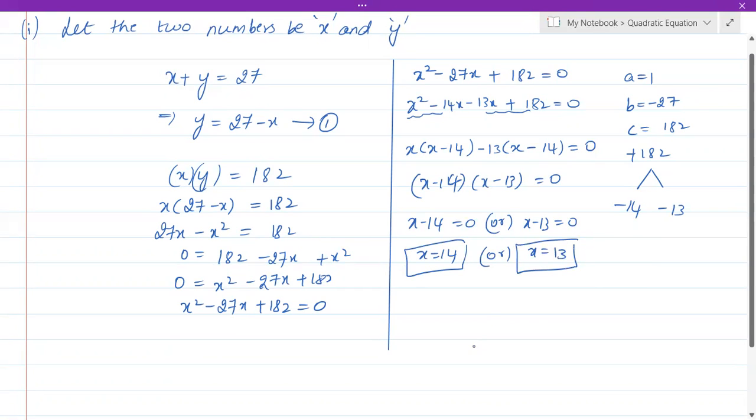So if x is 13, what about y? Because the two numbers are x and y, right? So we have to find x and y. If x is 14, y is 13. Or if x is 13, y will become 14. Okay, these are the numbers, that is 13 and 14. Okay, so let's get into the next question.